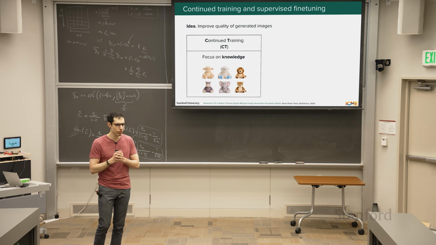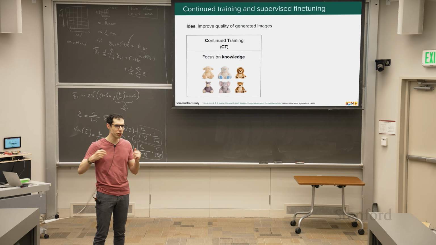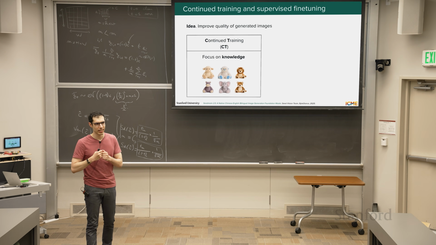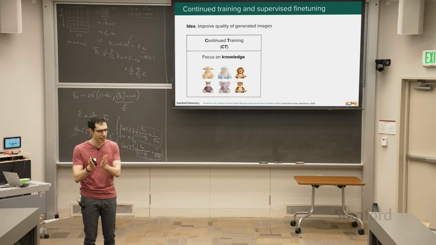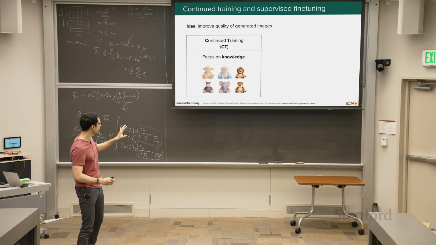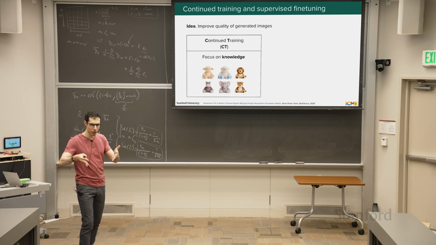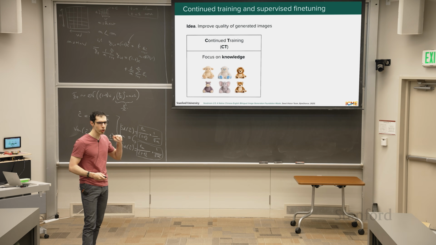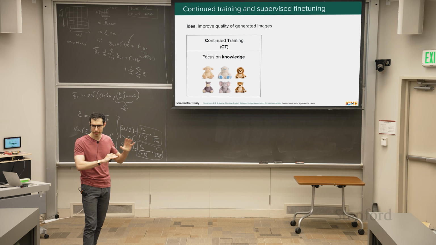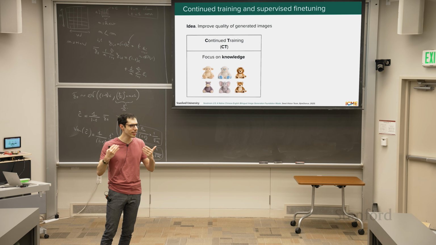So I'll give you an example. Let's suppose you have a model that has been pre-trained on a bunch of nature images and cars and so on. But what you want is a model that generates images of teddy bears. Well, what you'll do here is you will have a data set of what you care about, here teddy bears, and you will just continue your training on that data set. That part, you can think of it as focusing on increasing your knowledge.